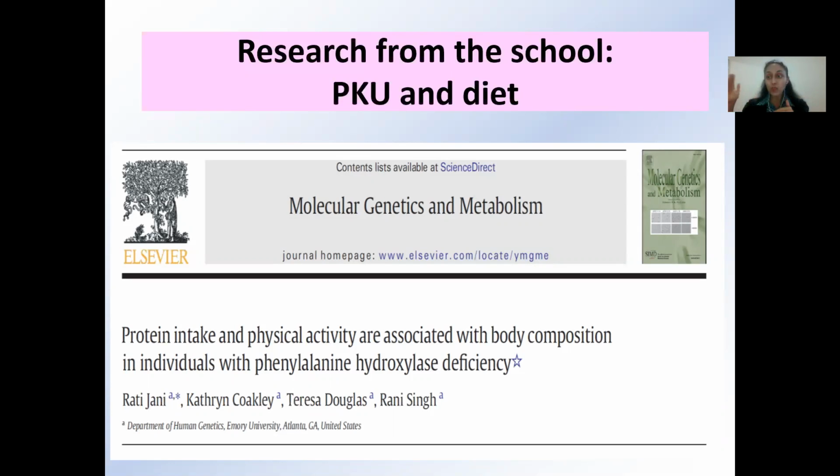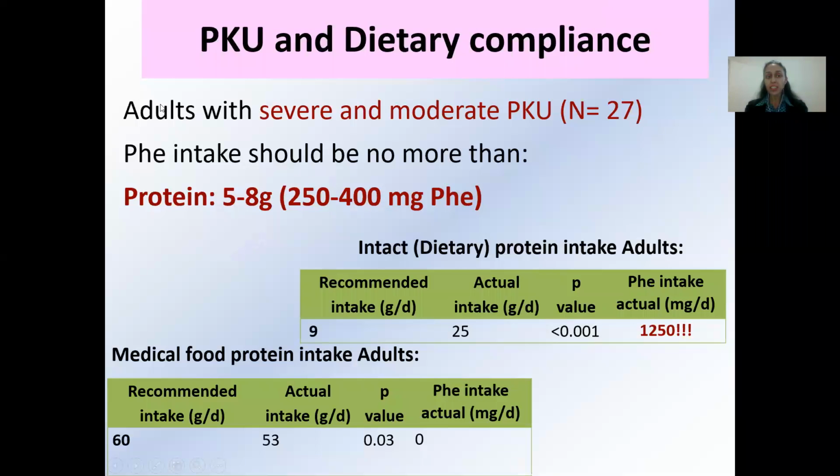Use those templates which were taught to you in summarizing these research articles, which will help you get into the habit of summarizing, critiquing, and understanding research articles. Now coming back to the point, in this study, we had studied adults who had severe and moderate PKU. Now these adults should be having approximately no more than 5 to 8 grams of protein per day, which is the intact protein that they're having from their diet.